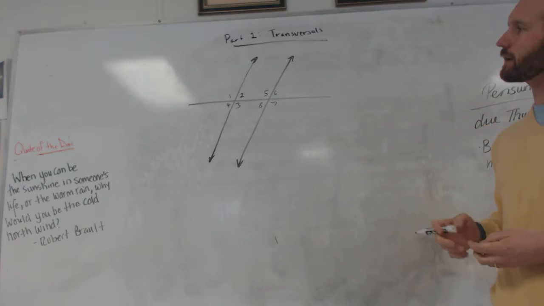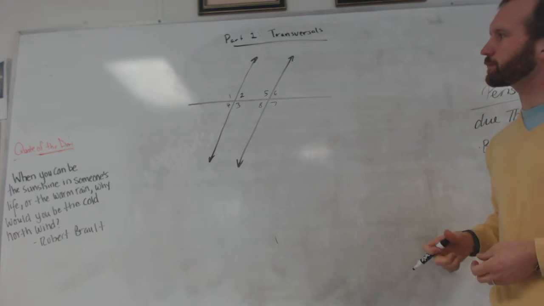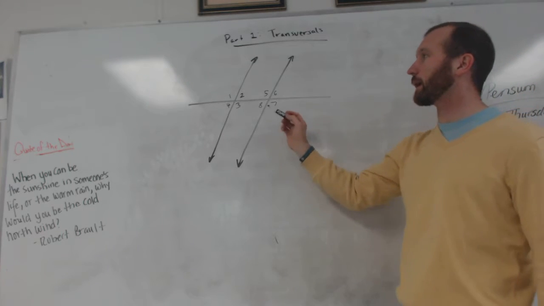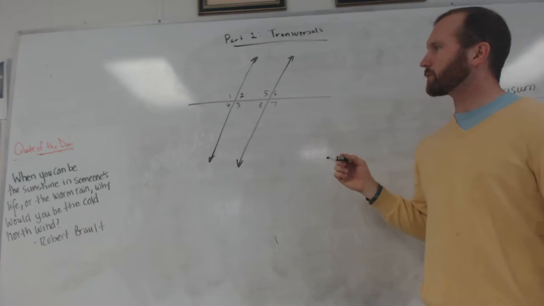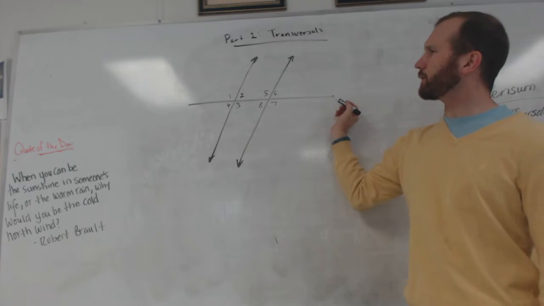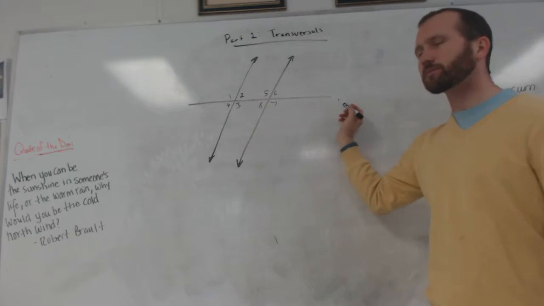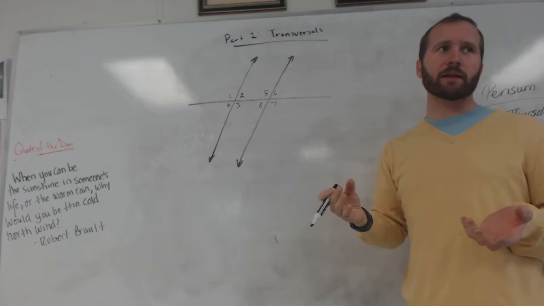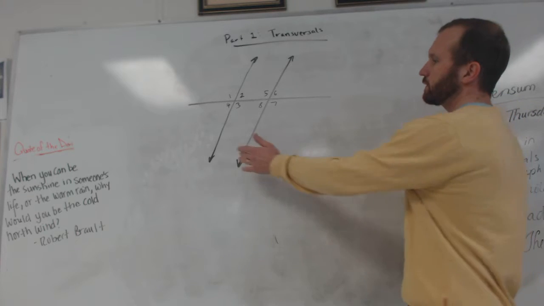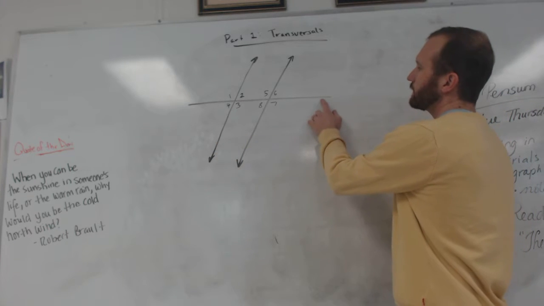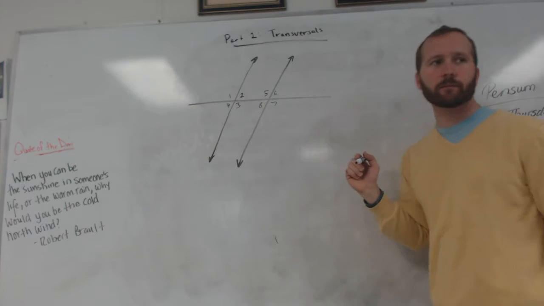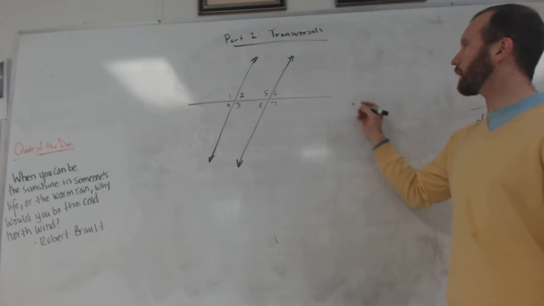But before we can get into the reason for that, we have to talk about something called transversals and parallel lines. Okay? So in geometry, anytime we have two parallel lines and another line going through them, we have a terminology for all of these different angles. So these two lines are parallel. This is considered a transversal because it cuts through them.